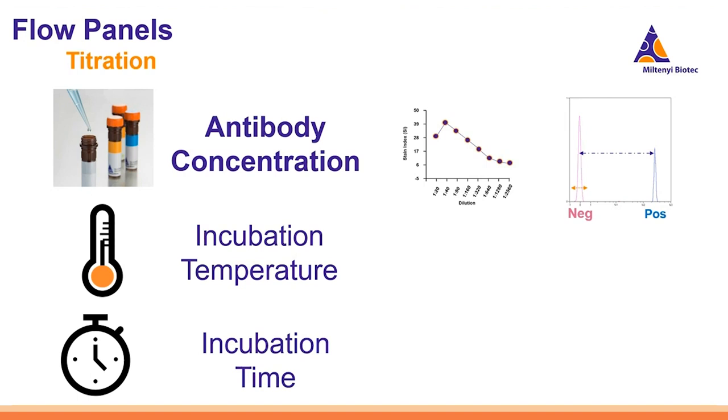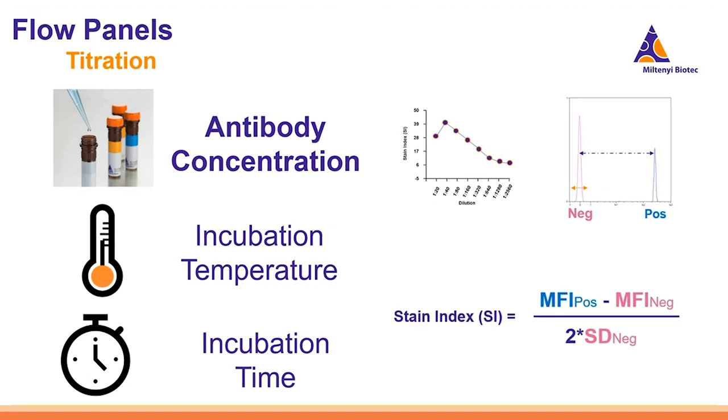And all the staining index is the separation between your positive and your negative signal, divided by 2 times the standard deviation of your negative. So essentially maximizing separation between the positive and the negative and minimizing the standard deviation of your negative population. That's the purpose of a titration, and performing this will help give you consistent results over time.